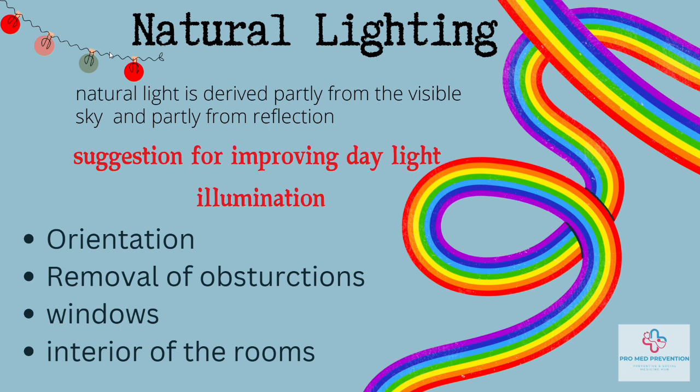The rule is that window area should not be less than 10% of the total floor area. Last one is the interior of the rooms, to get the full benefits of the natural illumination. The ceiling should be white, the upper portion of the wall light tinted, and the lower portion somewhat darker, so as to give comfortable contrast to the eyes.